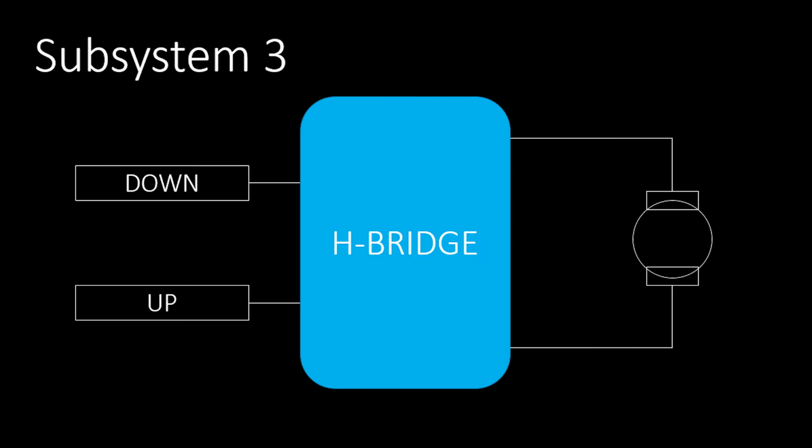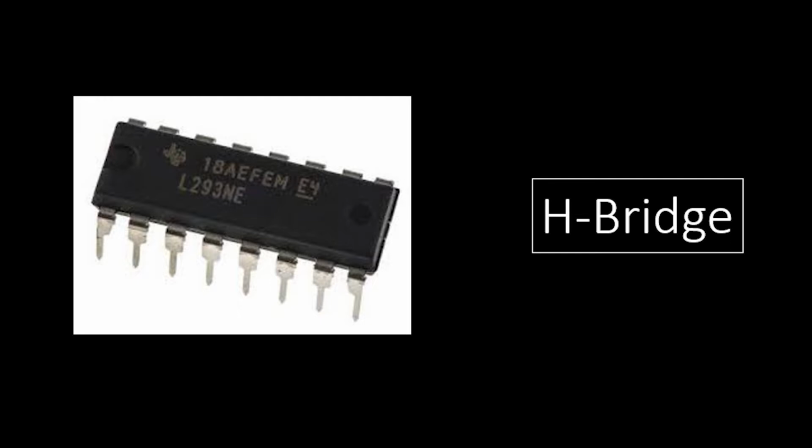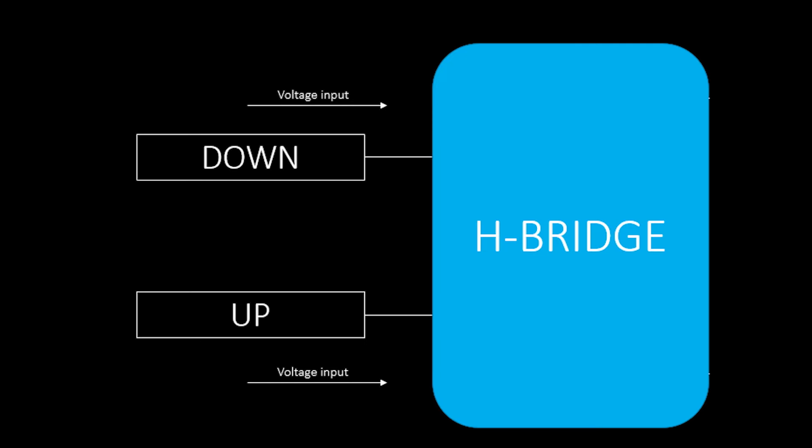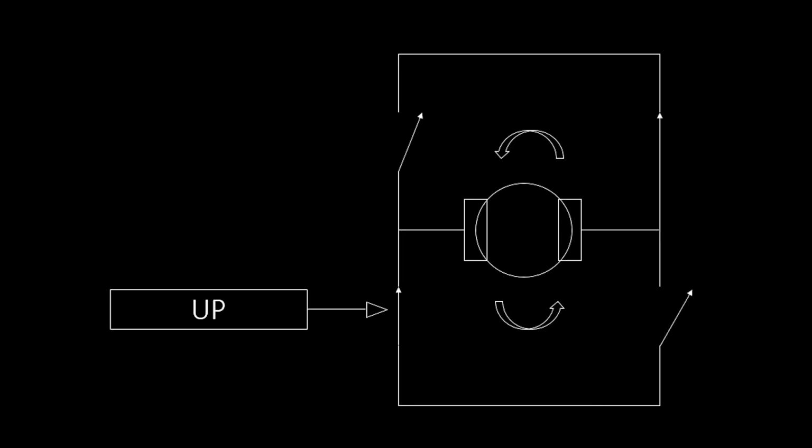In subsystem 3, the outputs from the microcontroller are then fed into an H-bridge circuit. An H-bridge is an integrated circuit that uses internal transistor switches to reverse polarity of the current across the device connected to its outputs. These transistors are activated by applying a voltage to the corresponding input. When the up signal is sent to the H-bridge, the 2 switches allowing current to flow across the DC motor in the forward direction are closed.